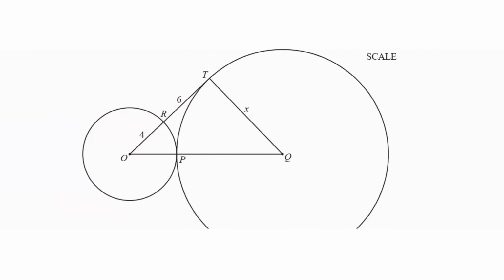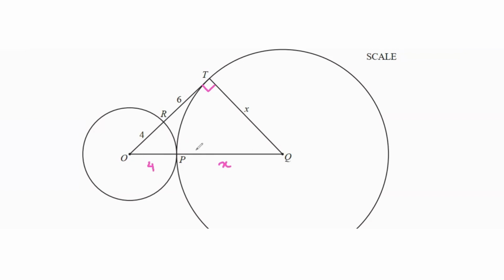Let's look at this shape now. Since this is a tangent, this angle would be 90, because the tangent always makes a 90-degree angle with the radius. This is x. PQ would also be x because TQ and PQ are both radii. Similarly, if OR is 4, OP would also be 4 because it is a radius.